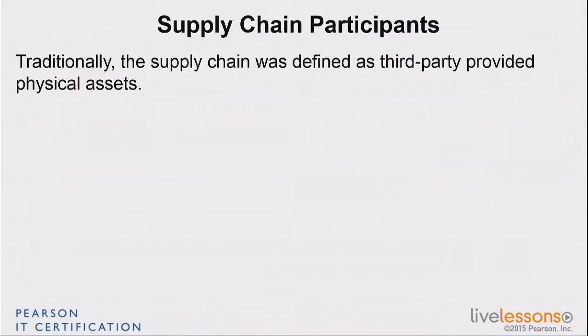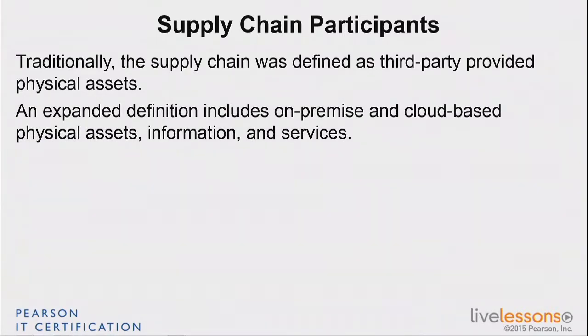Traditionally, the supply chain was defined as third-party provided physical assets. These were supplies that were being provided to us so that we could operate and fulfill the mission of the organization. But that definition certainly has expanded and now includes both on-premise and cloud-based physical assets, information, and services. So when you think about a supply chain participant, think about a dependency. It's an organization that you are depending upon to provide a product or a service so that you can continue to operate.